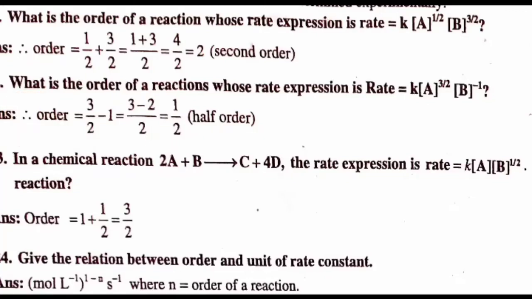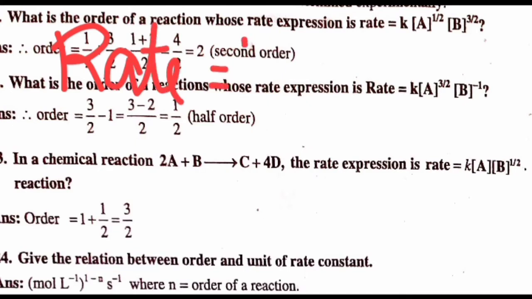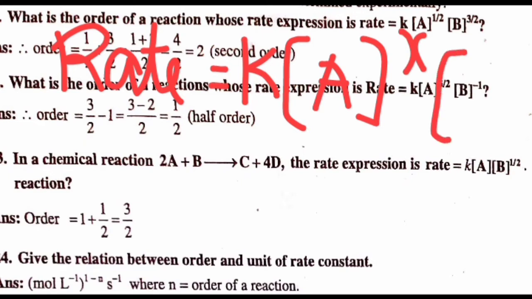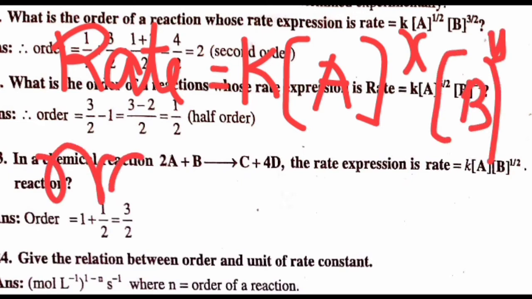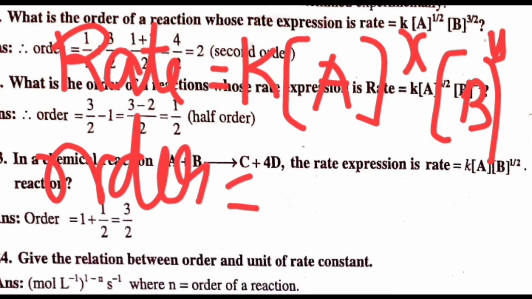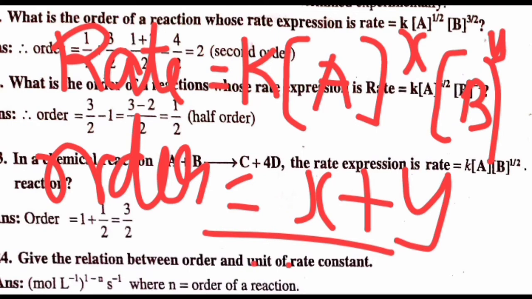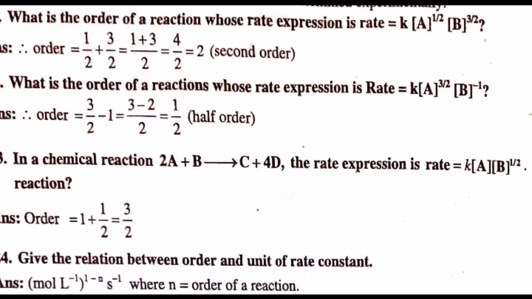So children, in chemical kinetics, to find the order of a reaction, we have a formula. If the rate law expression is rate equals k into A to the power of x into B to the power of y, then to find the order, we need to take the sum of x and y. So we will get the order of a reaction. We have a few questions to find out the order.